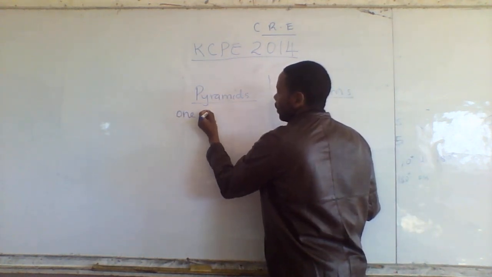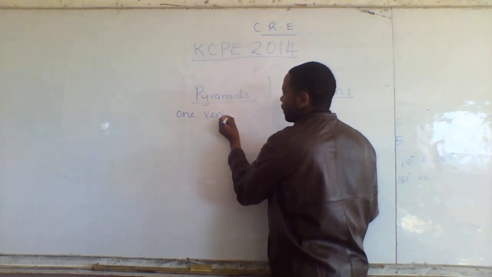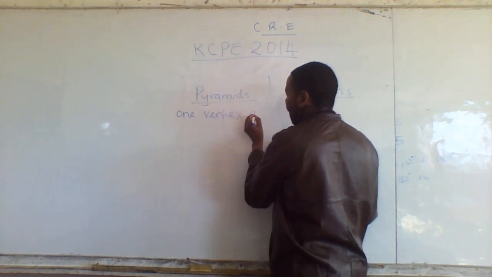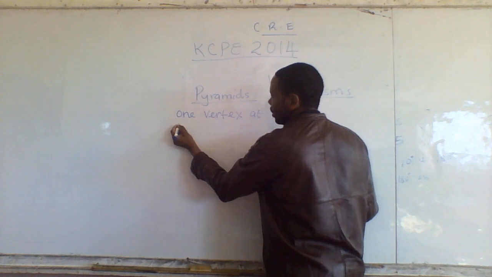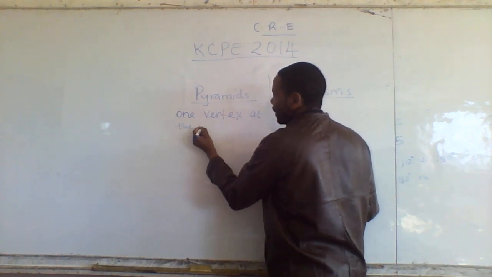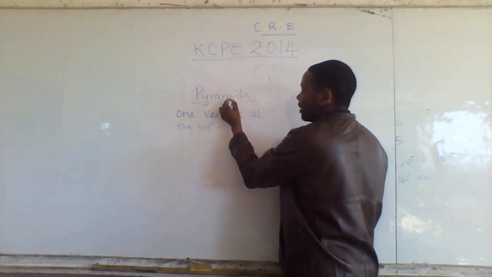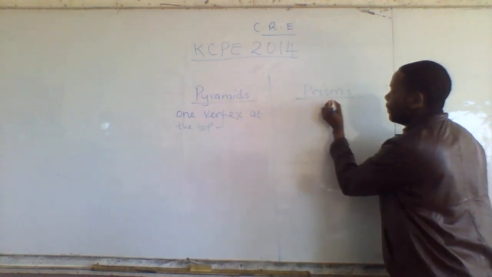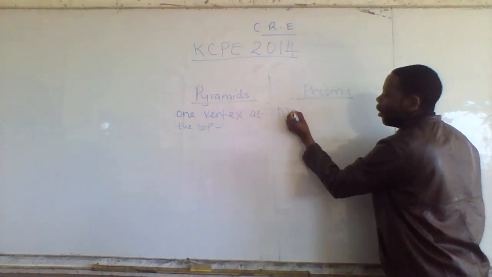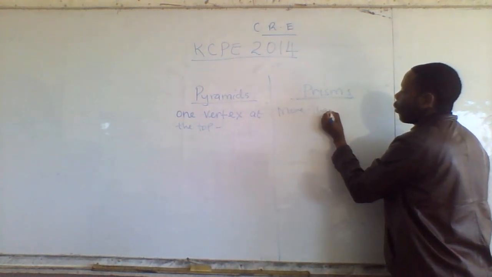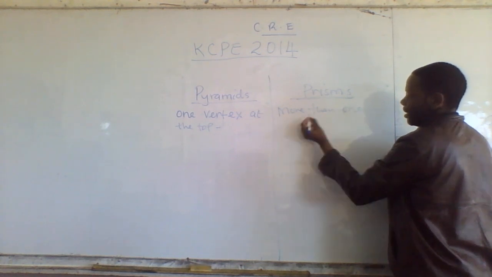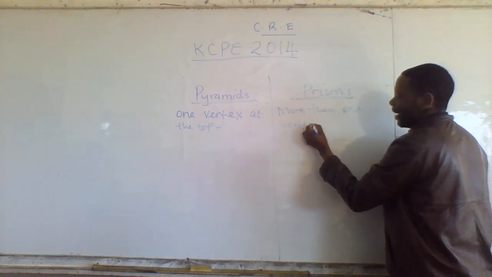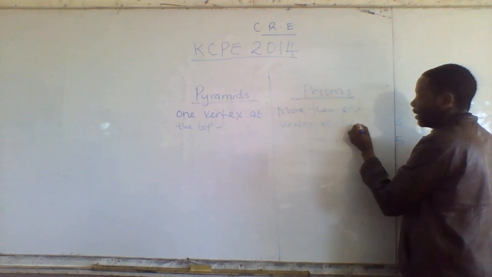Only one vertex. The singular form of vertex is vertex, which has one vertex at the top. That is a pyramid. And then prisms have more than one vertex. They have more than one vertex at the top.